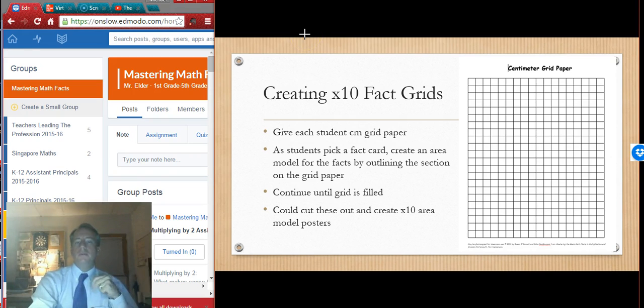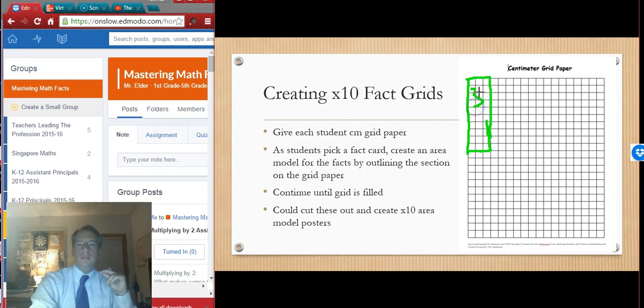So creating times 10 fact grids. Kind of an interesting game is to use centimeter grid paper. And so if I look on here, 3, 4, 5, 6, 7, 8, 9, 10, I hope I did that right. Now I know that those are times 10, so I could do the same rolling of dice game, right? So I roll a 4, so now I get to fill in oops, did I do 4? How about I roll a 3? So I get to make a 3 times 10 here.